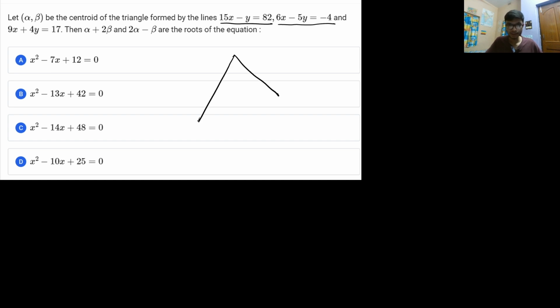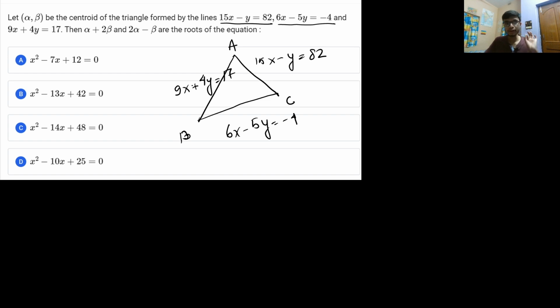So let me assume this is a triangle, any triangle. Let us label this as A, this is B, and this is C. Let us write the equations. The equation of AB is 15x minus y is equal to 2. The equation of BC is 6x minus 5y is equal to minus 4. And similarly, the equation of AC is 9x plus 4y is equal to 17. The only thing you need to do is solve these equations, taking two at a time, to get the points of intersection. So let us do so.